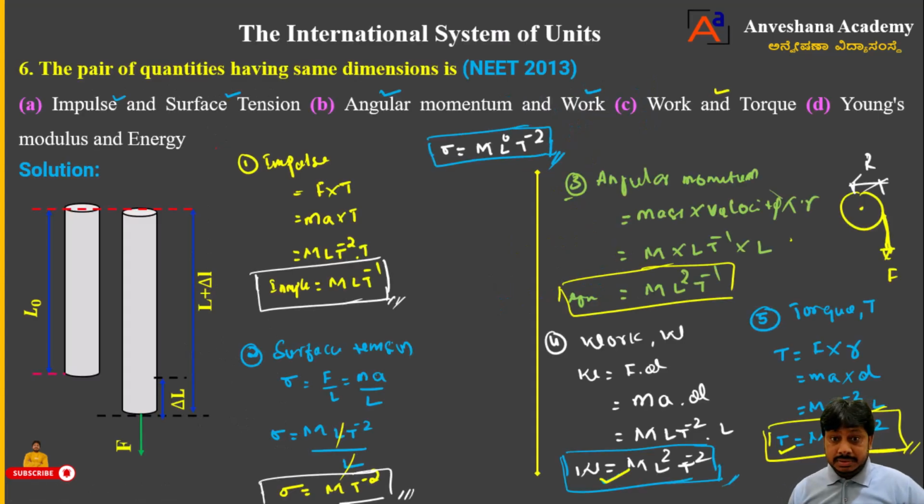So that means those quantities have the same dimensions, but here we have calculated the dimensions for Young's modulus also, and it is not correct. Hence we can see the dimensions for work and torque are the same. Hence our correct answer is work and torque. This third one is the correct answer, dear students.